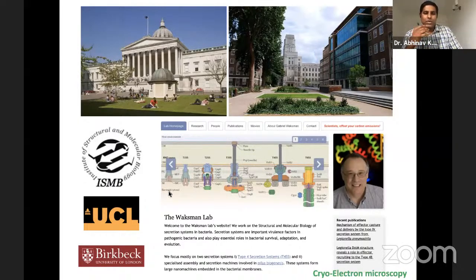What we do in Professor Gabriel Waksman's lab, who is here, is still structural biology, but on a much larger scale. In X-ray crystallography, you are looking at individual proteins and individual molecules to find the structure and figure out how it works. But when you are looking at much larger assemblies and motors and other subcellular structures, it's impossible to do crystallography because they will not crystallize. So the only way to study them is cryo-electron microscopy and cryo-electron tomography, which I will talk about today.